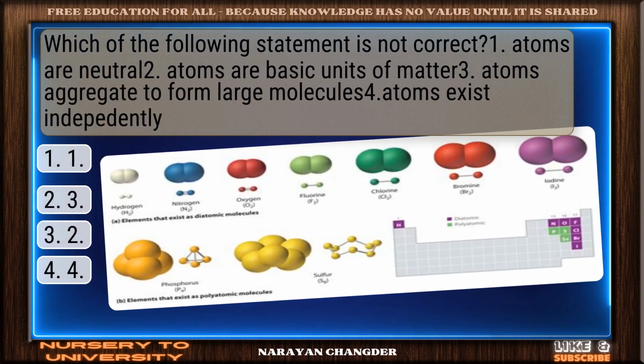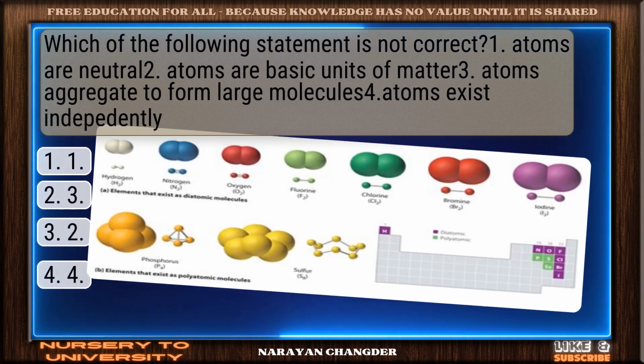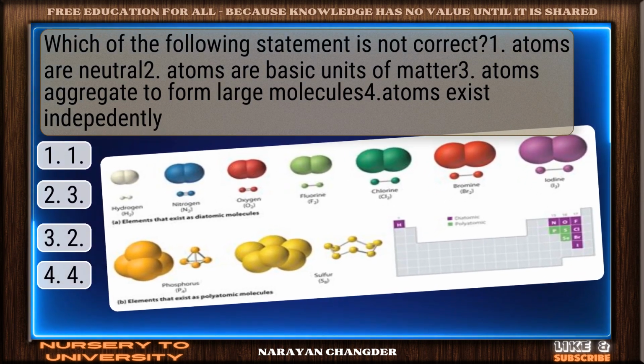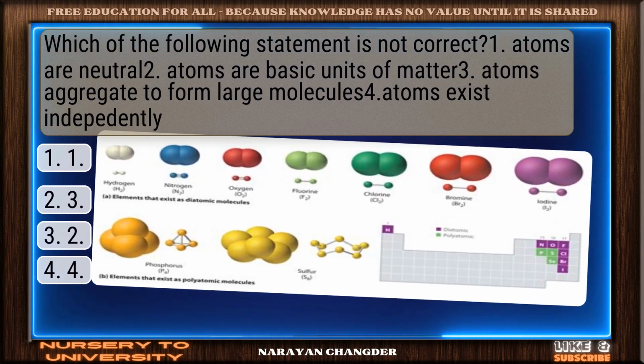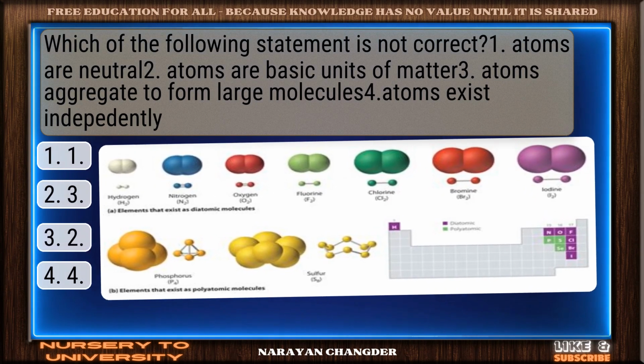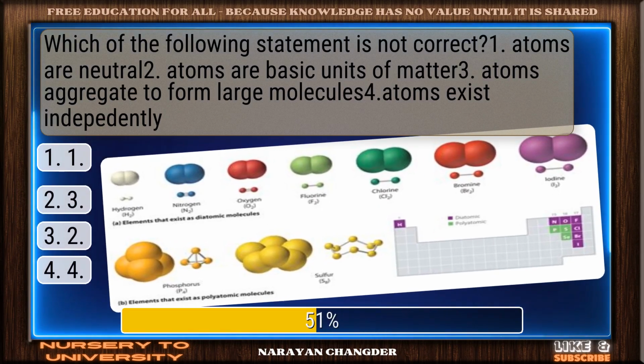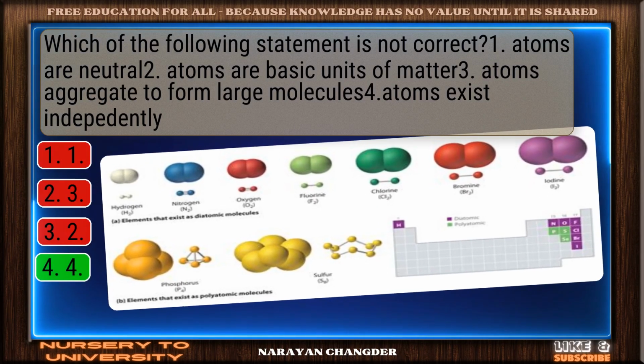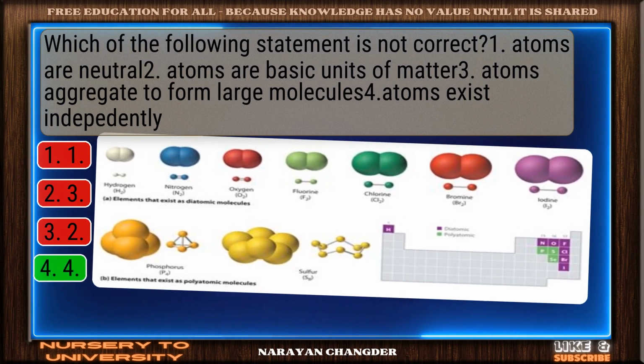Question number 9. Which of the following statement is not correct? 1. Atoms are neutral. 2. Atoms are basic units of matter. 3. Atoms aggregate to form large molecules. 4. Atoms exist independently. Right again. 4 is a valid answer.